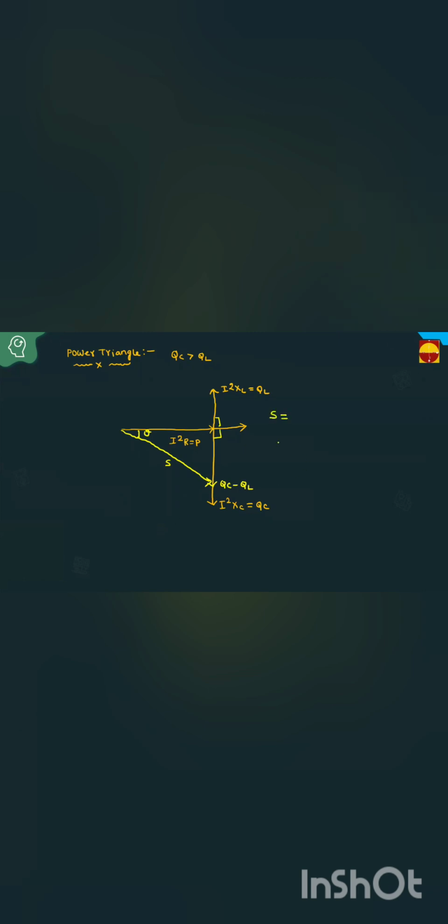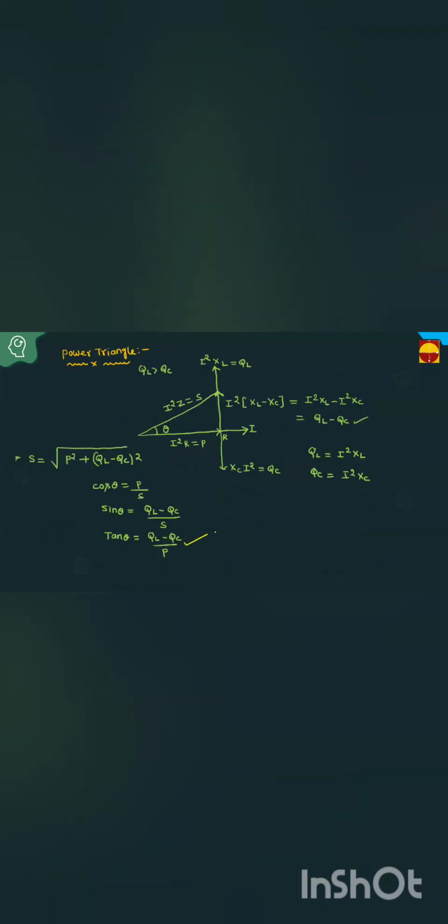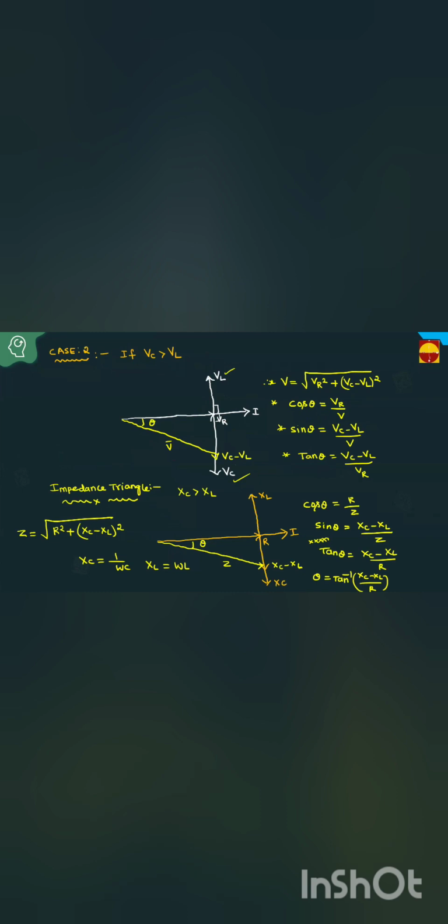Then what is S equal to, friends? S equal to I square into Z, which is square root of P square plus QC minus QL whole square. QC minus QL whole square. What is the cos theta? P by S. This is fixed. Active power by apparent power. What is sin theta? QC minus QL by S. What is tan theta, students? QC minus QL by P. Tan theta equal to QC minus QL by P. But in the other case, QL minus QC by P. This is QC minus QL.